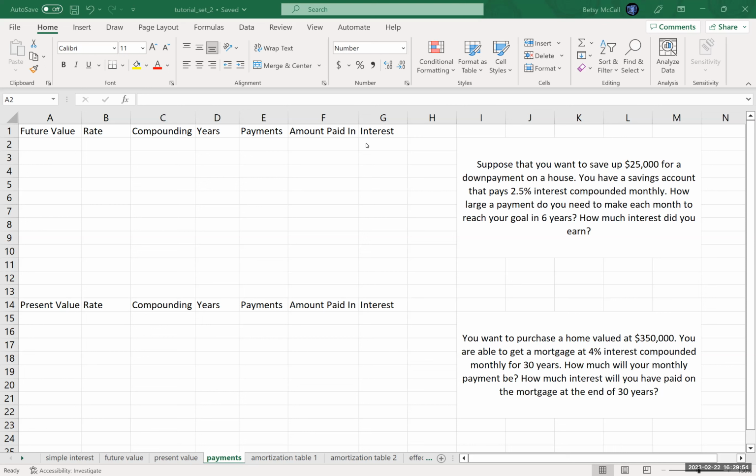So I've laid out in a table here all the values to make them easy to follow for our formula. So the future value is $25,000. The rate is a meager 2.5%. The compounding and the number of times the interest is compounded should agree, which is monthly. 6 years is how long we're going to be making payments. And now we want to calculate the size of the payments we would need to make to reach this goal.